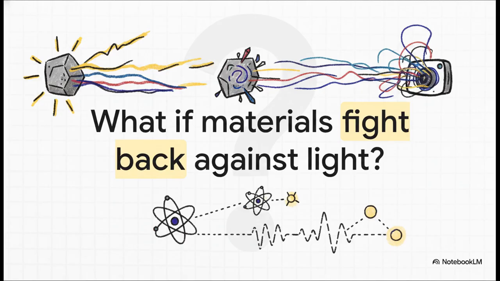But this brings us to the exact problem this paper tackles. What happens when materials actually fight back against light? Like, what happens when the material itself physically changes because the light hit it? That is a level of dynamic interaction that standard computer rendering has historically really struggled to deal with.